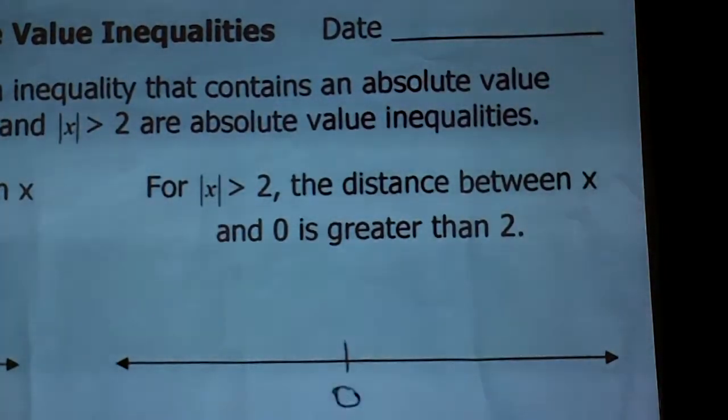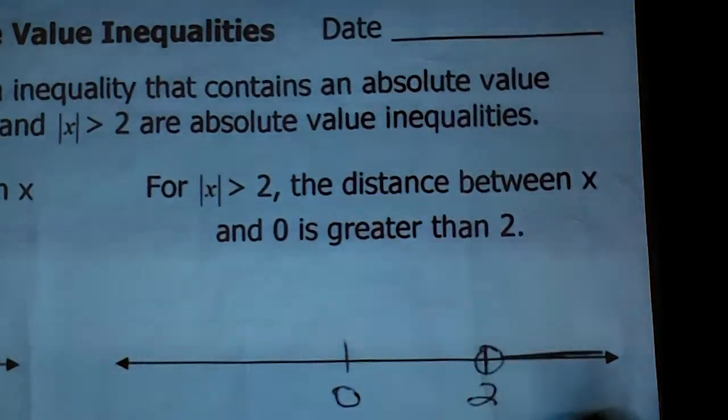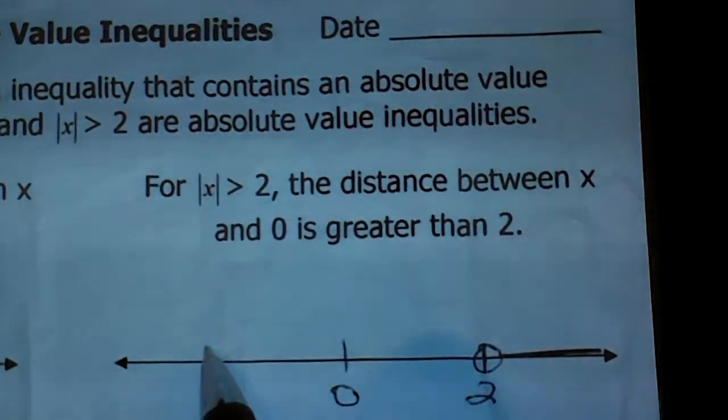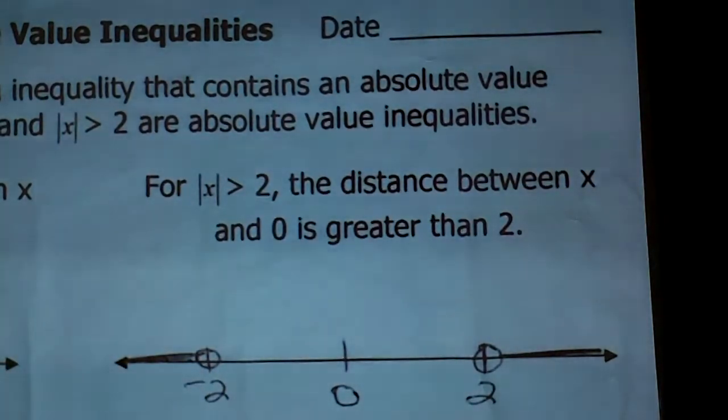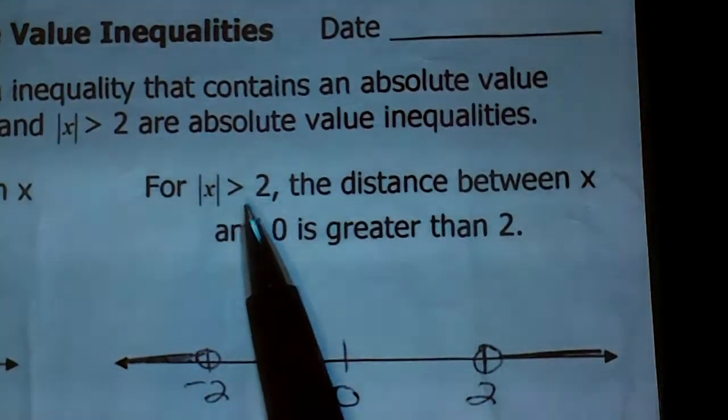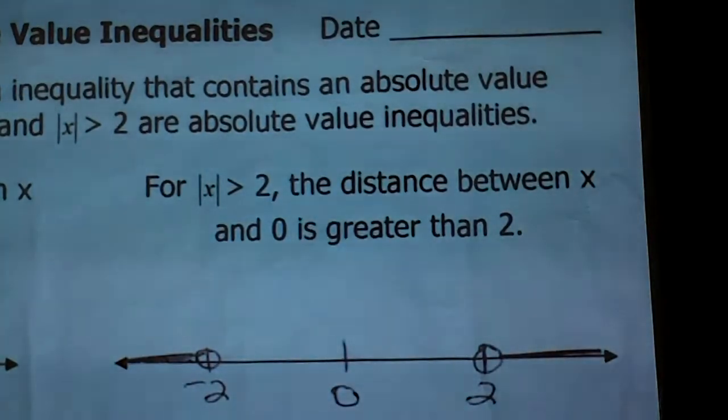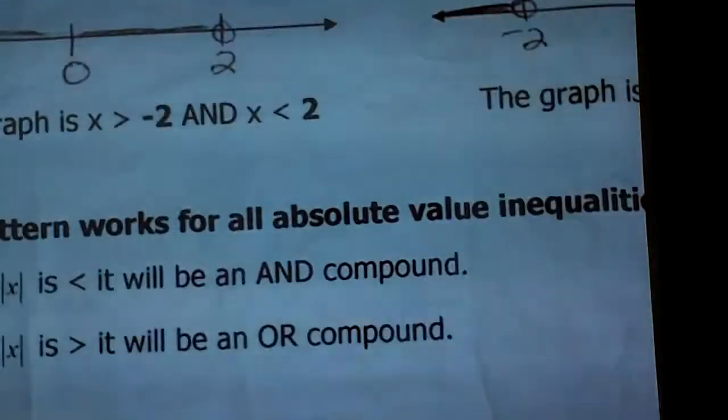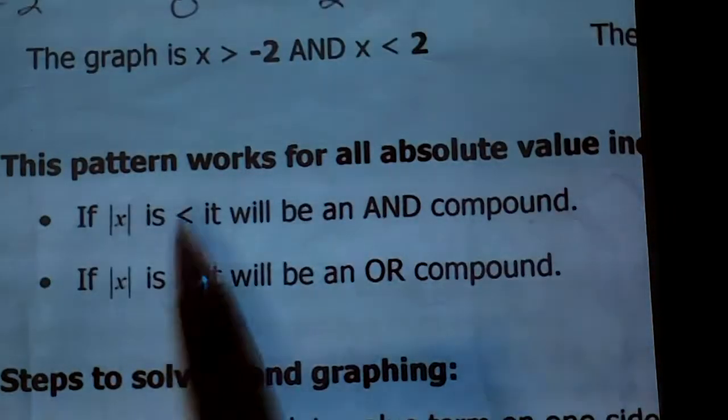So here's 0. If the distance between 0 and x is greater than 2, that means that it can't be 2, but it can be all the values greater than that. And negative 2 over here, that's also 2 away. So greater than 2 away could also be all the values in that direction. So if you see that the absolute value is greater than something, you're going to end up with an OR graph. You can tell this is an OR graph because there's a space in the middle with the arrows pointing out either way.